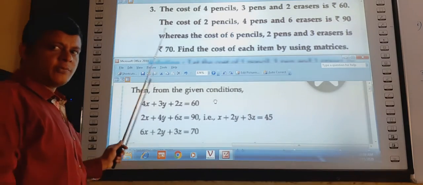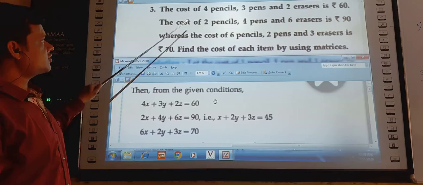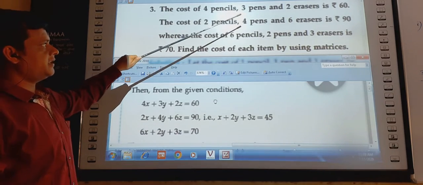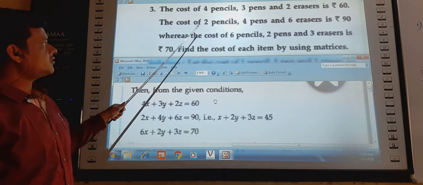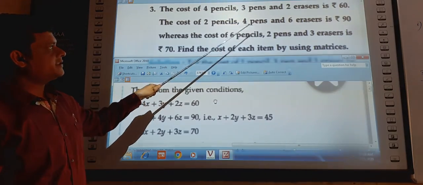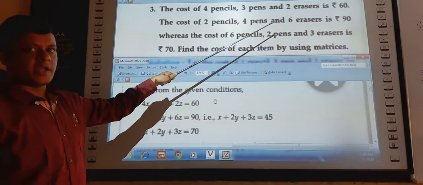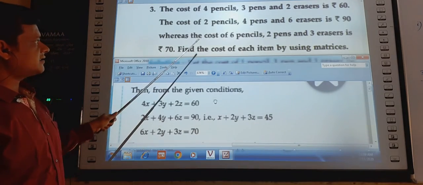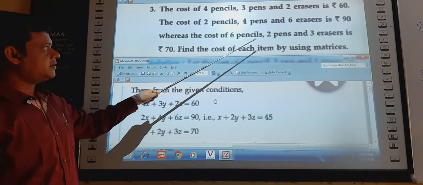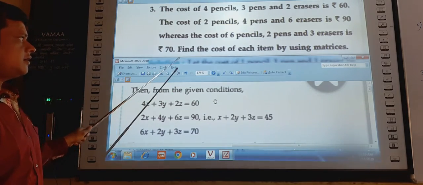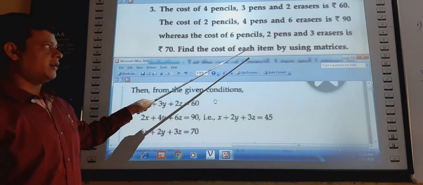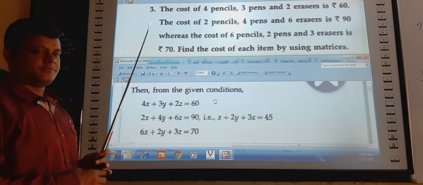Now see the word problem. The cost of 4 pencils, 3 pens and 2 erasers is rupees 60. The cost of 2 pencils, 4 pens and 6 erasers is rupees 90. Whereas the cost of 6 pencils, 2 pens and 3 erasers is rupees 70. Find the cost of each item by using matrices.